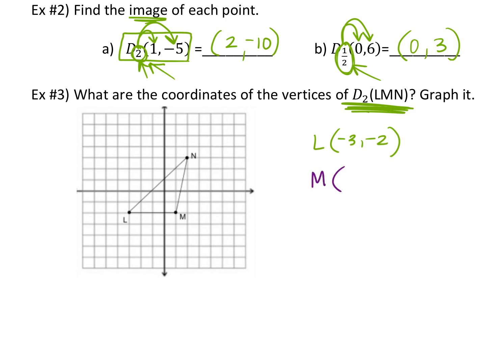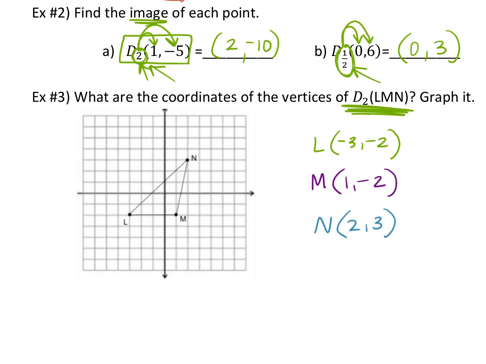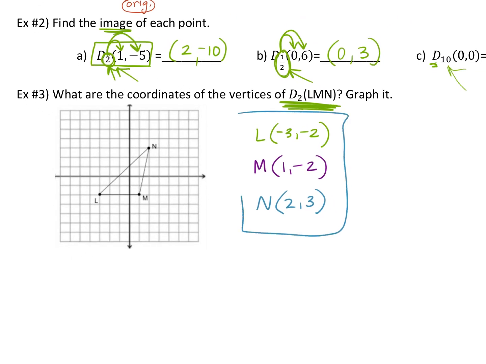M is currently, we're not doing anything yet, we're just naming the points, 1, -2. Okay, I will give you these as points. You'll do the graph. I'm doing it kind of in reverse right now. N is the point 2, 3. So on your quiz, I give you this and a blank graph. Your job is to plot those points. So here's L, here's M, here's N. Okay, you'll get your triangle, which we already have on this one.